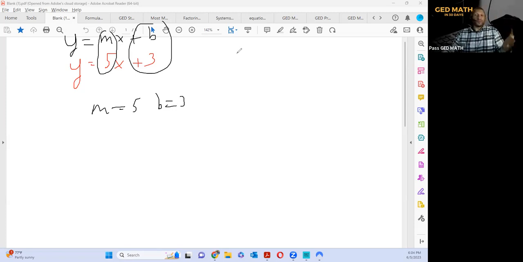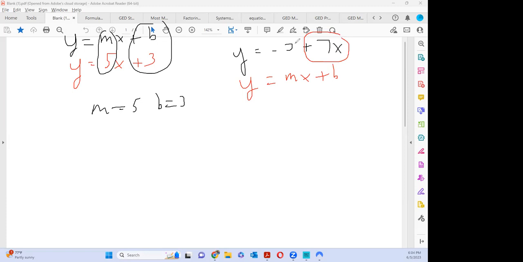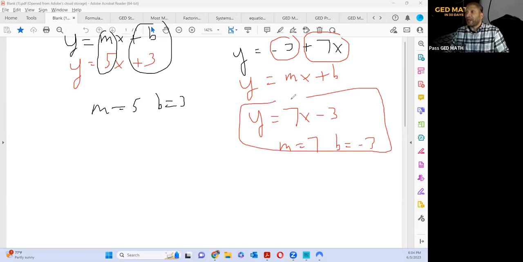But what happens is, I saw this over the weekend and this morning when I was marking papers. Okay, this is not in slope-intercept form. Slope-intercept form is y equals mx plus b. This is not in slope-intercept form, but you can easily change it. What you're going to do is put the term with the variable first, and then put this next. So this becomes y equals 7x minus 3. Then you can easily identify the slope of 7. The y-intercept is -3.